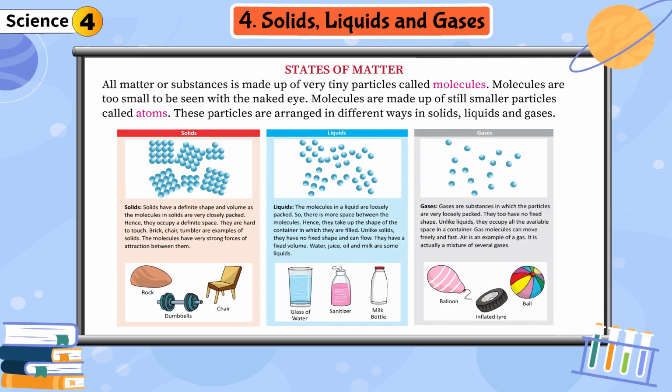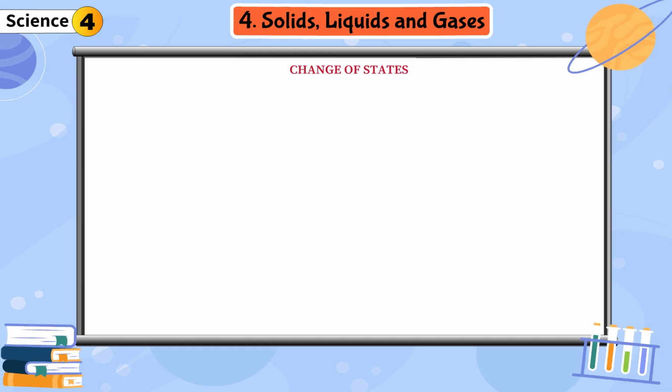Gases. Gases are substances in which the particles are very loosely packed. They too have no fixed shape. Unlike liquids, they occupy all the available space in a container. Gas molecules can move freely and fast. Air is an example of a gas. It is actually a mixture of several gases. Balloon. Ball. Inflated tire.